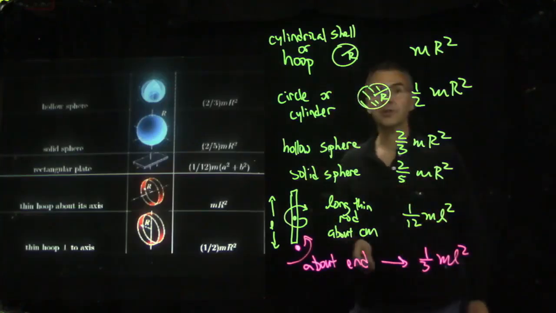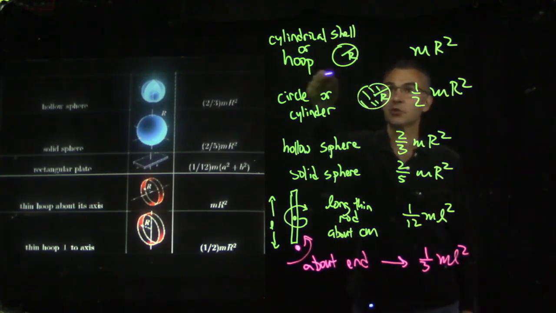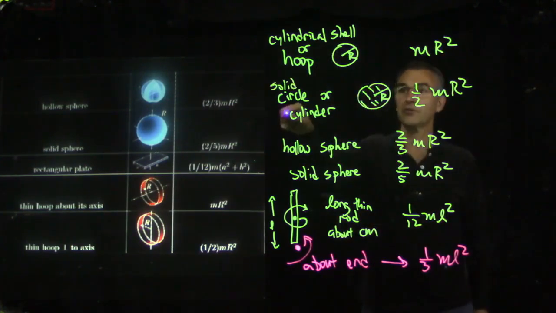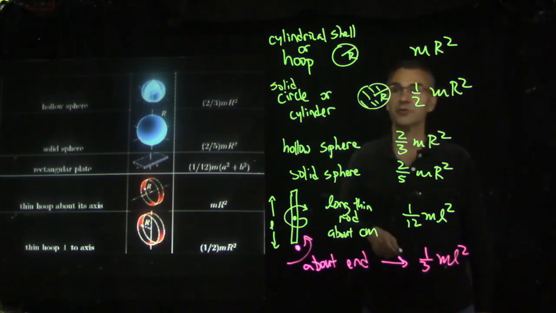I think you will usually just look these up, but I think these 6 cases basically cover everything you're likely to use often. A cylindrical shell or a hoop where all the mass is out at radius r, that's mr squared when it's about this axis, the way we've seen it. A solid circle or cylinder is 1/2 mr squared. A hollow sphere is 2/3 mr squared. A solid sphere is 2/5 mr squared.